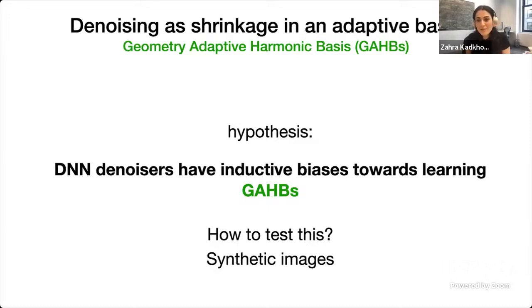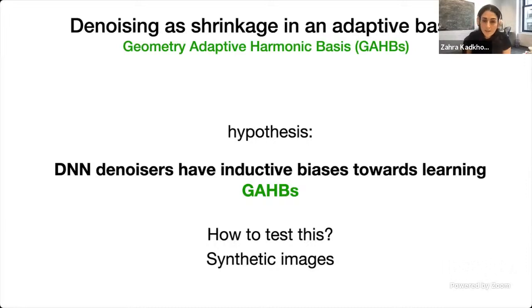In order to test the hypothesis, we need to know what is the optimal basis for denoising for each class, but we don't know that for natural images, right? And probably we will never know that. So we have to resort to synthetic images to answer this question. And here I'm going to show you two cases, two classes of synthetic images.